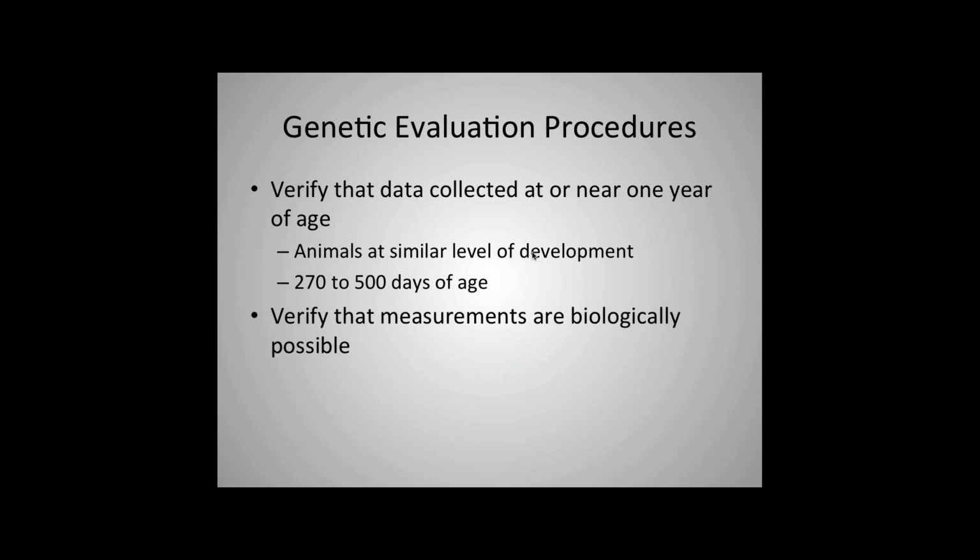Different breeds have different age ranges, but this is just for ours. And then we also want to verify that the measurements are biologically possible. In that case, say we look for animals with negative ribeyes. If they have a negative ribeye, we eliminate that record. Or say that we have a 1,000 square inch ribeye, we'll eliminate that as well. We just want to make sure that the records look okay.